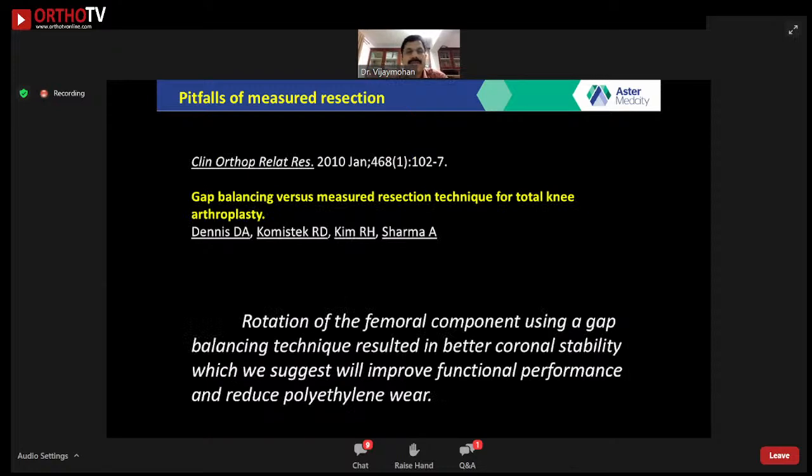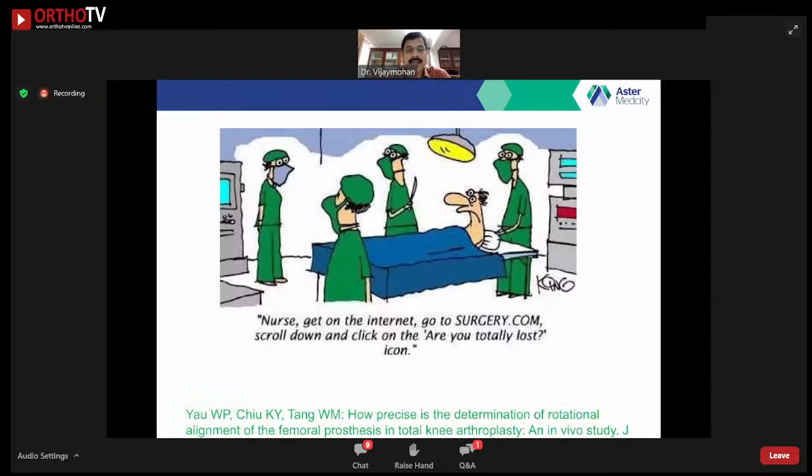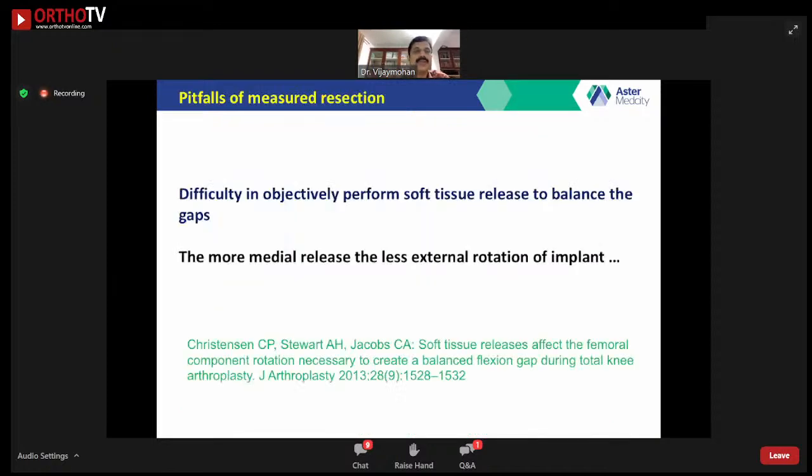And there are studies comparing gap balancing versus measured resection for total knee arthroplasty, and the rotation of the femoral component using a gap balancing technique resulted in better coronal stability, which we suggest will improve functional performance and will reduce polyethylene wear. That was one study. And how precisely can rotational alignment of the femoral component be determined in total knee arthroplasty? Because of the variation of geometry and the non-dependability of the bony landmarks, sometimes a surgeon can get lost in between.